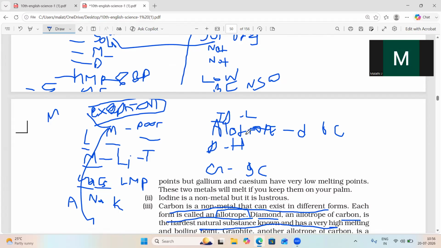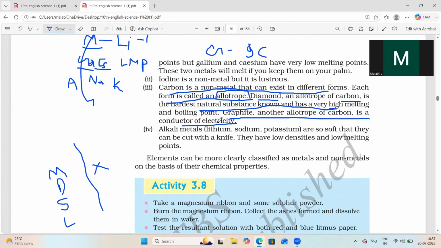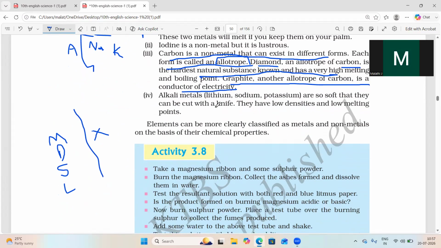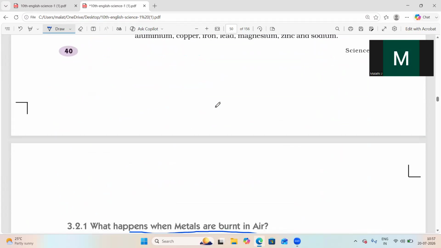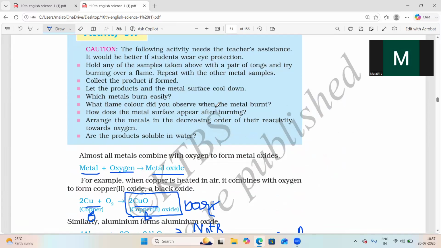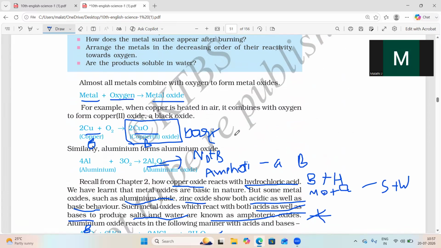Allotropes of carbon: usually non-metals are soft in nature, but if you take a diamond, it is very hard. All metals are good conductors of electricity, but an allotrope of carbon, graphite, is a good conductor of electricity. That is very important. What an allotrope is, is also very important.